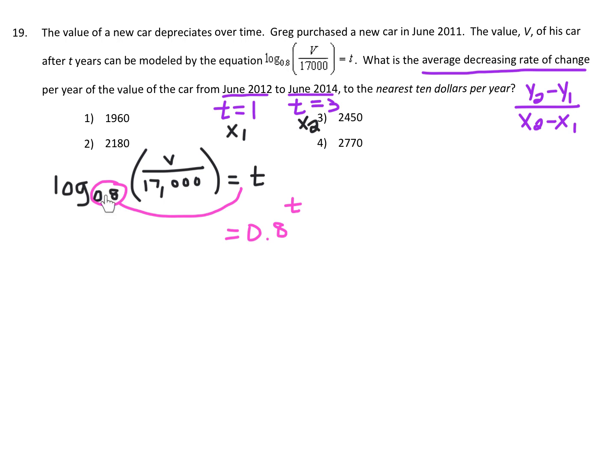Okay, and now when we move this base off from this side of the equation, it's no longer holding up the word log. So all we're left with is what comes after it. So I'm going to bring down the v over 17,000. Okay, so we're almost done.